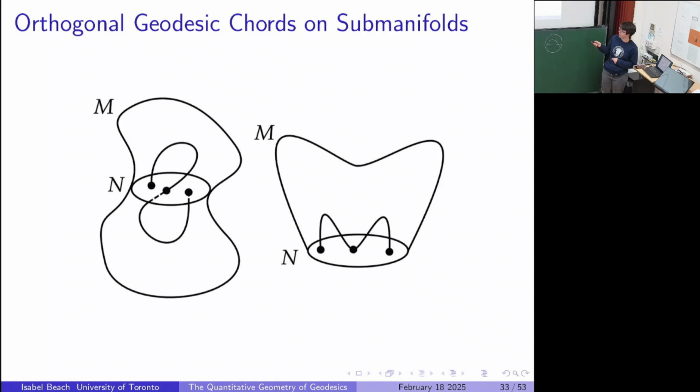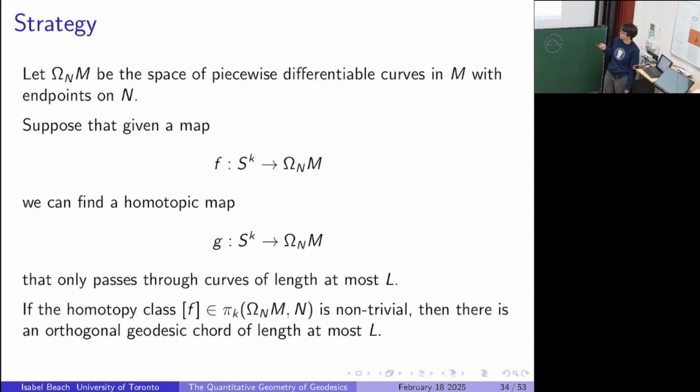So if you don't want this to happen, you should also require that your boundary is convex, then you won't have this issue. But in general, if you're just thinking about a submanifold, my geodesic chord can pass through the submanifold and intersect it in any weird way in the middle. We're just saying that at the endpoints, it is orthogonal. So it's a little more complicated than the previous example, but the strategy is quite similar.